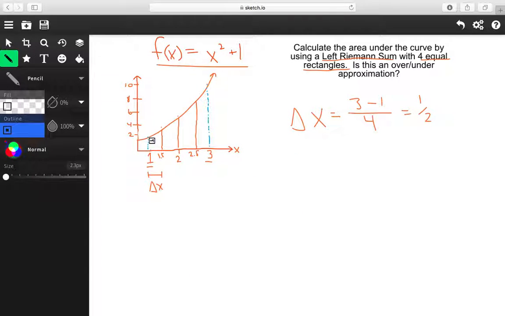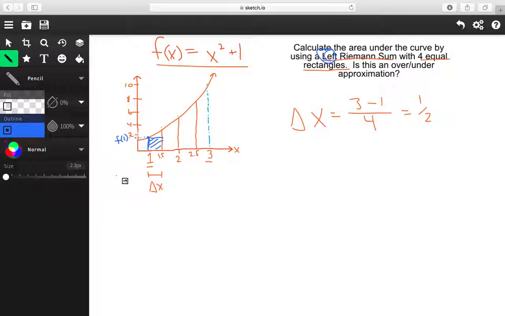So our first one is going to start at 1, and because we're using the left Riemann sum, you want the rectangle to be connected to the function in the top left of the rectangle. So our rectangle is going to start right here, go across, down, like that. Now our height is going to be f of 1 because the top left corner is at x equals 1.